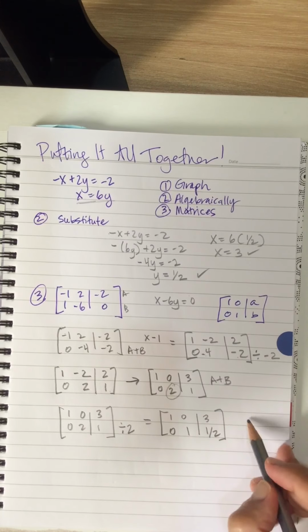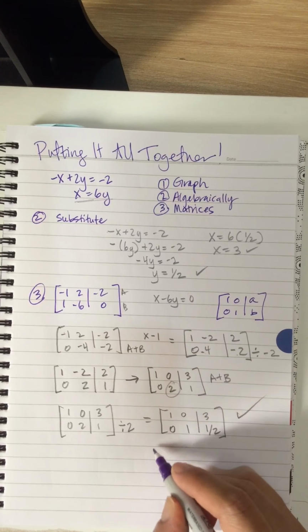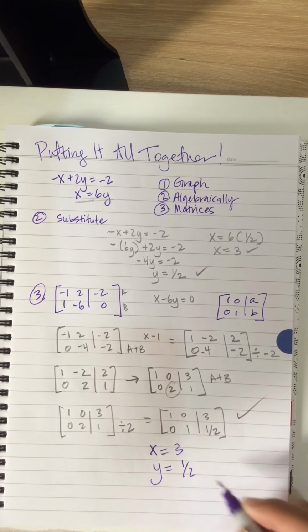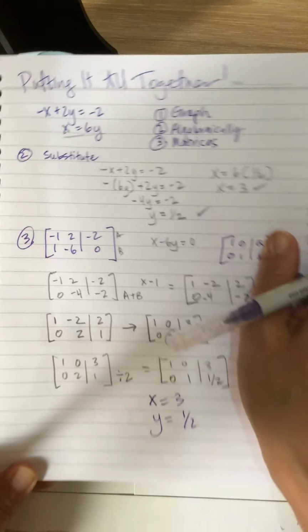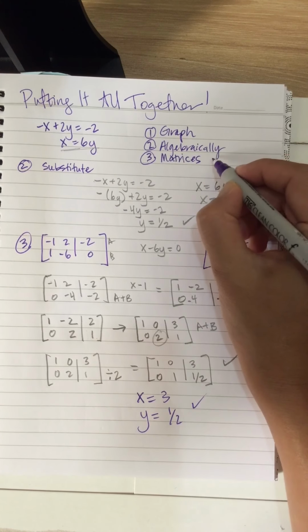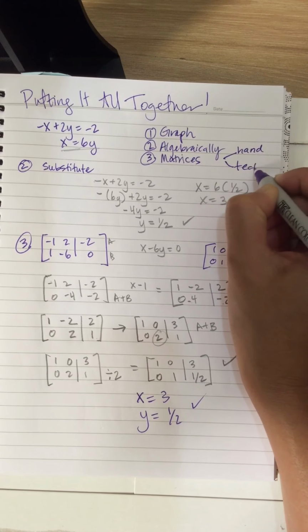So this is it. I met my goal. I have 1's down the diagonal. So my solution is x equals 3 and y equals 1/2, which matches what I got up here. Scoot it up. So that's a match. And then you can do your matrices by hand, which we just did, but now let's check it with some tech.